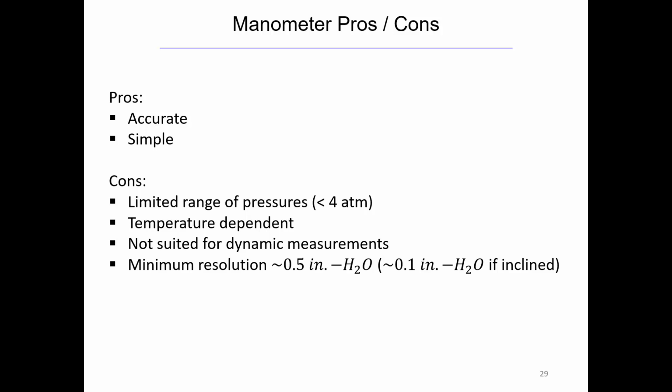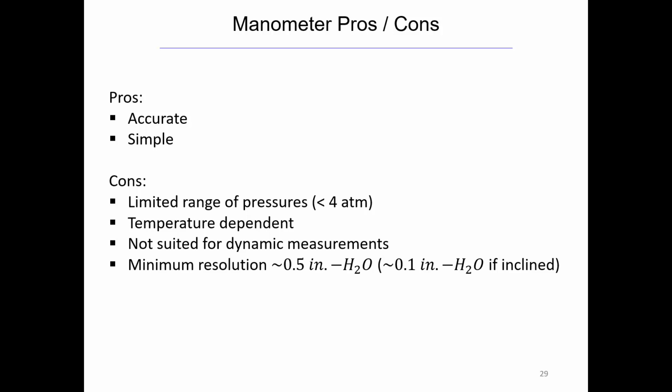Now, a summary of the pros and cons of manometers. Pros are they're accurate and simple. Cons are they have a limited range of pressures that can be measured. Like we showed, it has to be less than 4 atmospheres. That's what we would be limited to if we had mercury in a 10-foot manometer. It is temperature dependent, so we have to keep track of temperature and the density that goes with that.